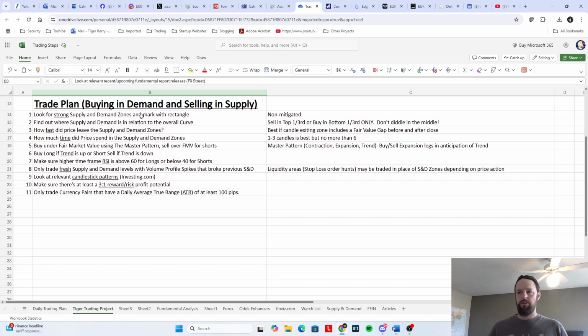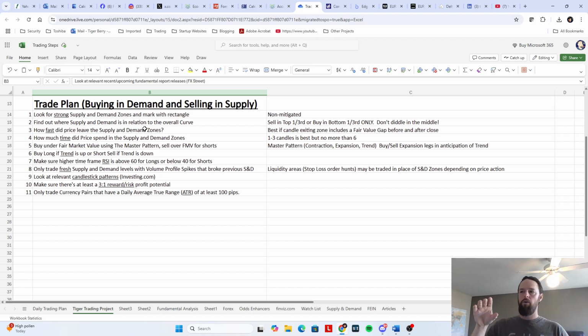But anyway, number two, we're going to find out where supply and demand is in relation to the overall curve. This is a big step that I don't think very many traders understand or have even heard of. What the hell is a curve? Well, we have to look at the longer time frames, the larger time frames, to find out where price is on a higher time frame. I'm talking daily, weekly, monthly. Is price closer to a supply zone, or is it closer to a demand zone? And then you really want to do the opposite from those locations, depending on trend and zones and everything else. That'll make a heck of a lot more sense when I show you in just a moment.